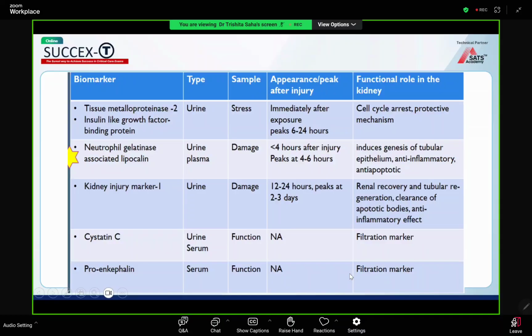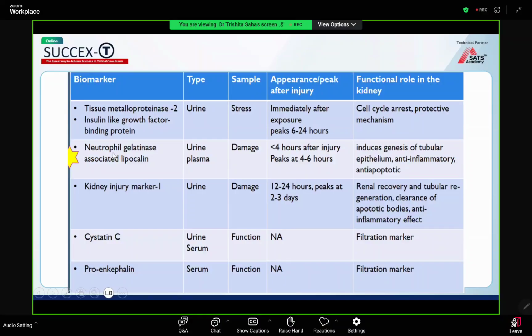This table is very important. You can get at least 3 out of 5 if you mug up this table. You will write about the tissue inhibitor of metalloproteinase 2 and insulin-like growth factor binding protein, that is NephroCheck, which is one of the most important. It is a urinary marker sample and a stress marker. Its appearance after injury is immediately after exposure, and it peaks at 6 to 12 hours. Its functional role in the kidney is cell cycle arrest, and it has a protective mechanism.